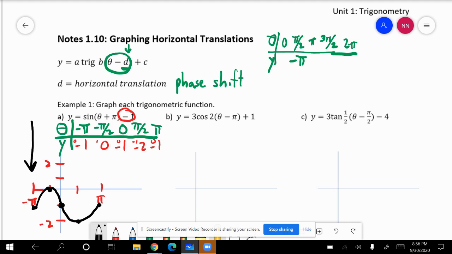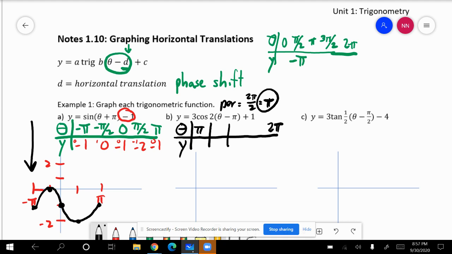Now for the next one, this is a little bit more difficult because we have a frequency of 2 and we have a phase shift of pi. So what we're going to do is fill out our chart. Since it shifts to the right pi, that means we're going to start with pi. Now, if we look at our frequency, this is a 2. That means if you remember, our period is 2 pi over 2, which is pi. So if we start at pi and our period is pi, we're adding pi to it. So we end at 2 pi.